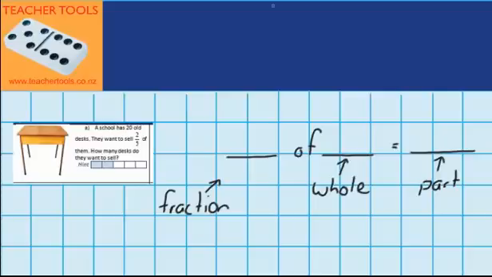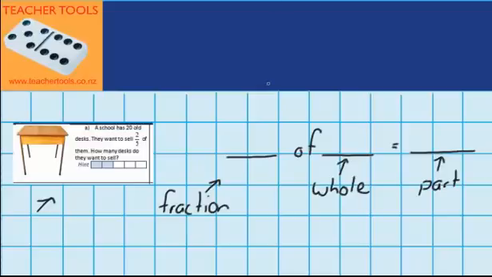So let's start with this question here, and our first aim is to work out whether this is a part unknown or a whole unknown question. A school has 20 old desks. They want to sell 2/5 of them. How many desks do they want to sell?